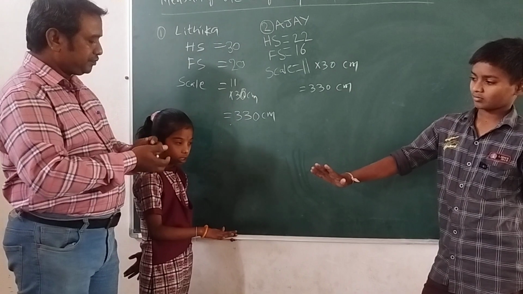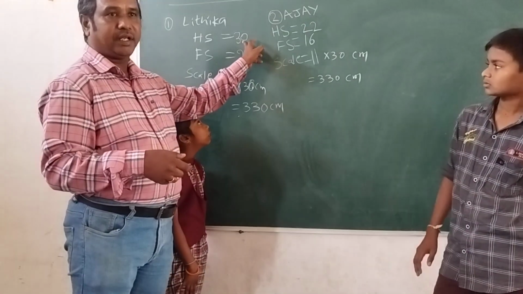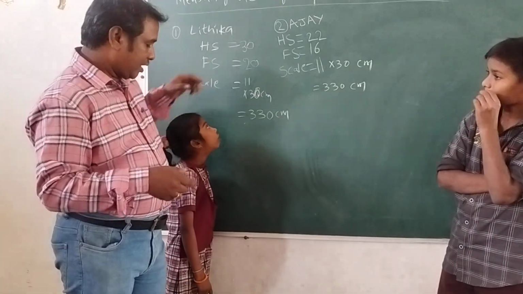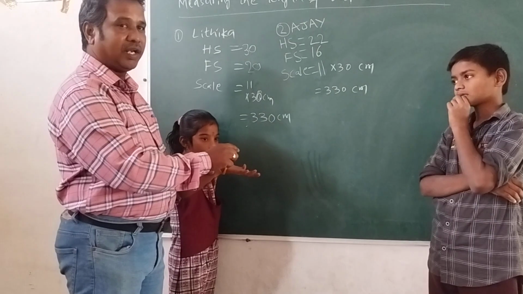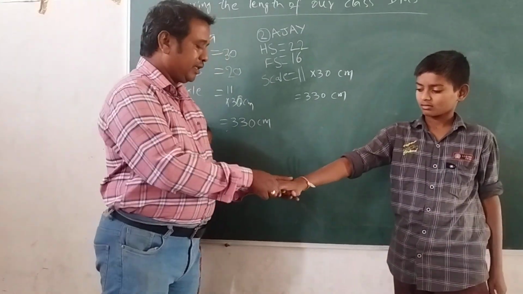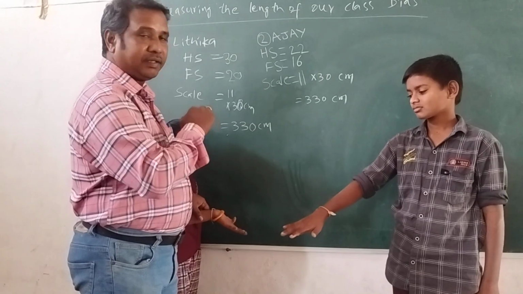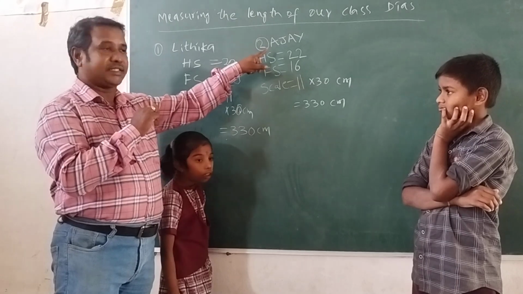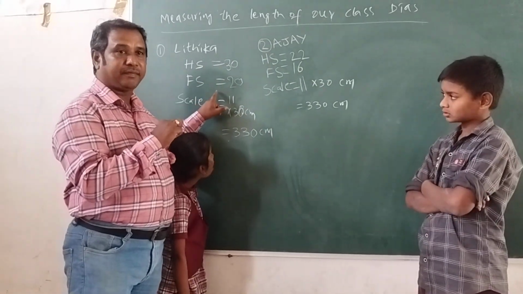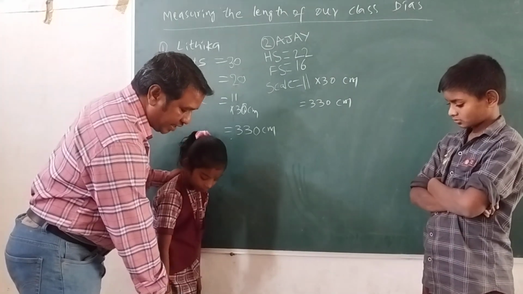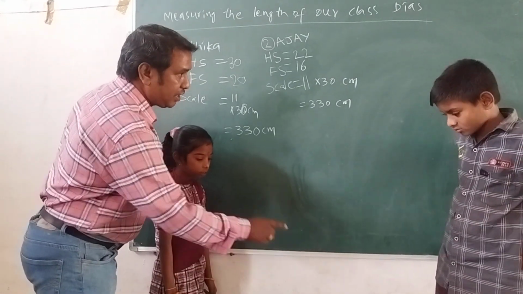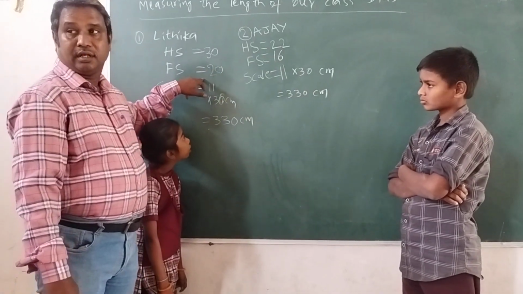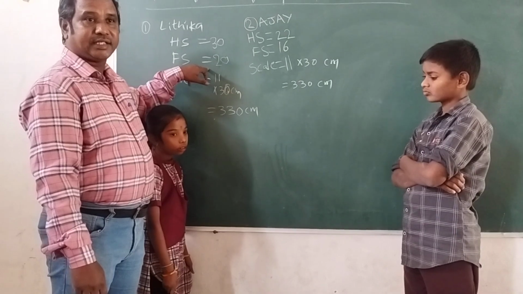Okay. Now the data here, the number is 30, the number is 22. You are getting 30 because her hand span is very small. You see here, his hand span is greater compared to Litika's hand span. So that is why you are getting a smaller number of hand spans. Similarly, foot spans, you see 20. So observe the foot of Litika and observe the foot of Ajay. Now he got 16. She measured the length of the dais with 20 foot spans.